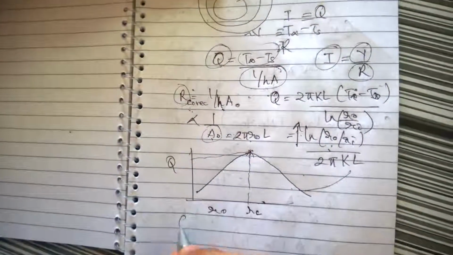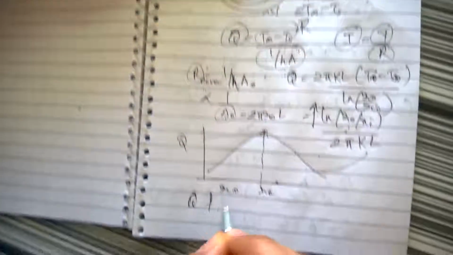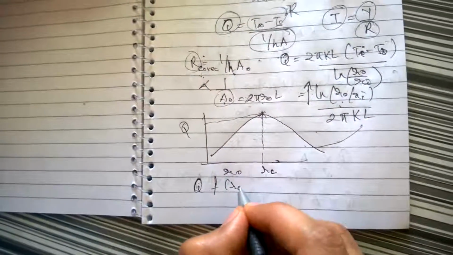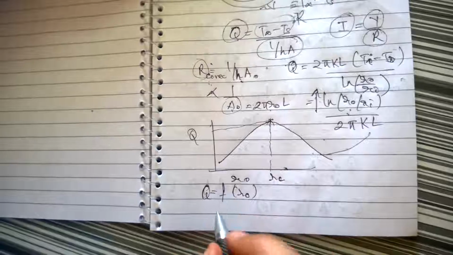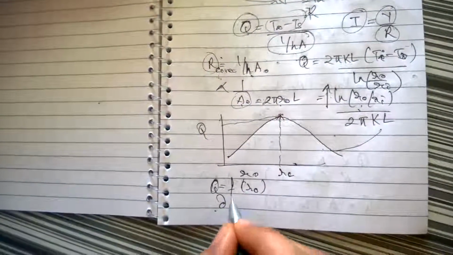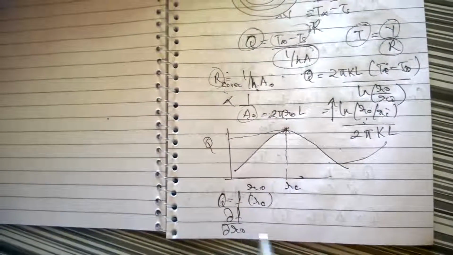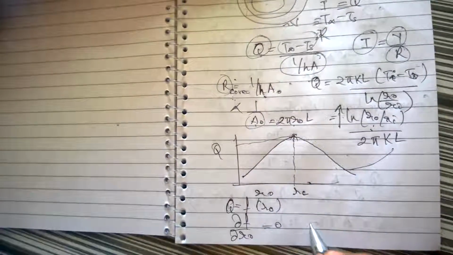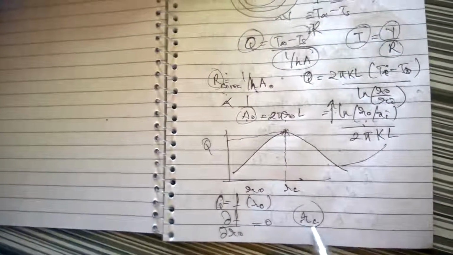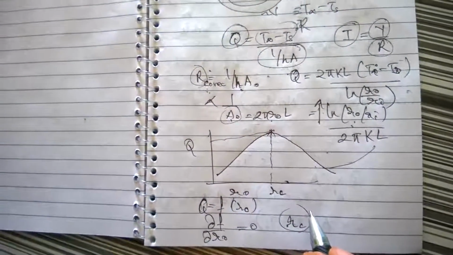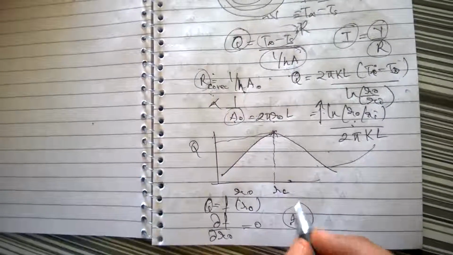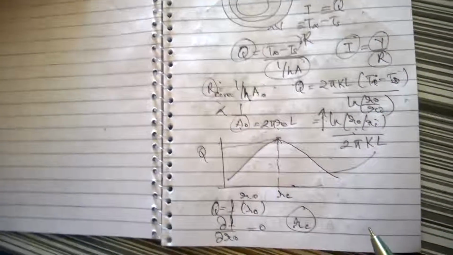This can be easily obtained by following normal differentiation. That is, if you have Q as a function of the outer radius, then you can simply do dQ by dRo equal to 0 and get your critical radius from there. I'm not showing the derivation because of the time it would consume, but this can be quite easily shown.